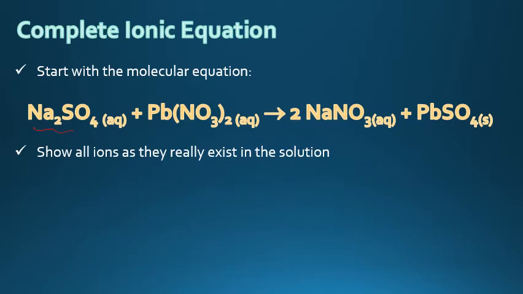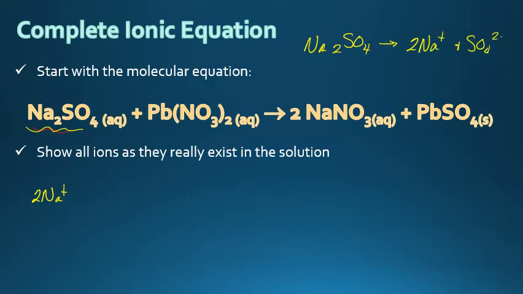So I'm going to change my pen color. So here we have sodium, and there's 2 sodium ions. And we know that this guy, when it breaks apart, Na2SO4, it's going to break apart into 2 sodium ions and 1 sulfate ion. So this is what we really need to write. 2 Na+ (aq) plus SO4 2- (aq) plus. Now we're going to do that same thing for this one.